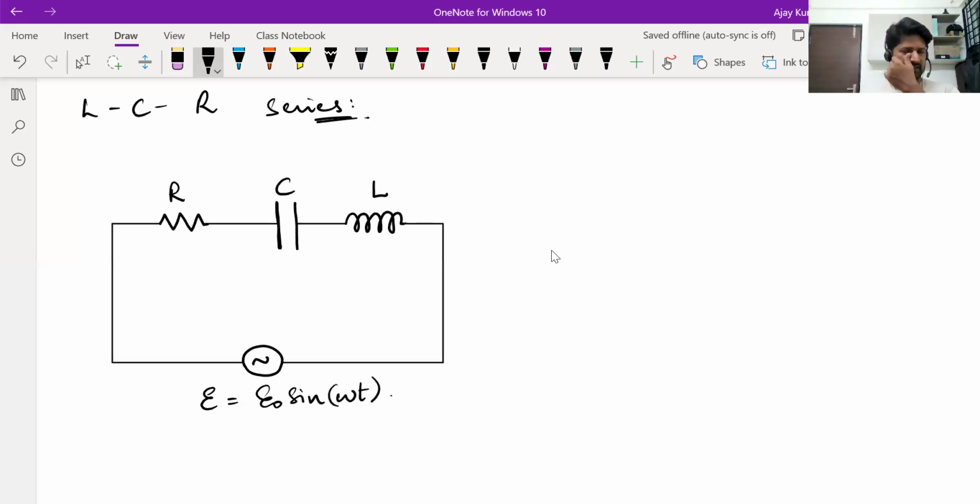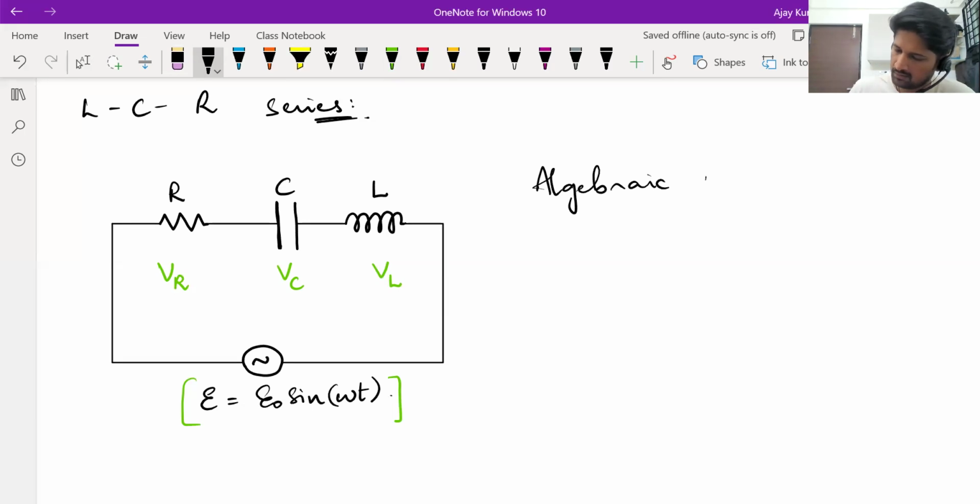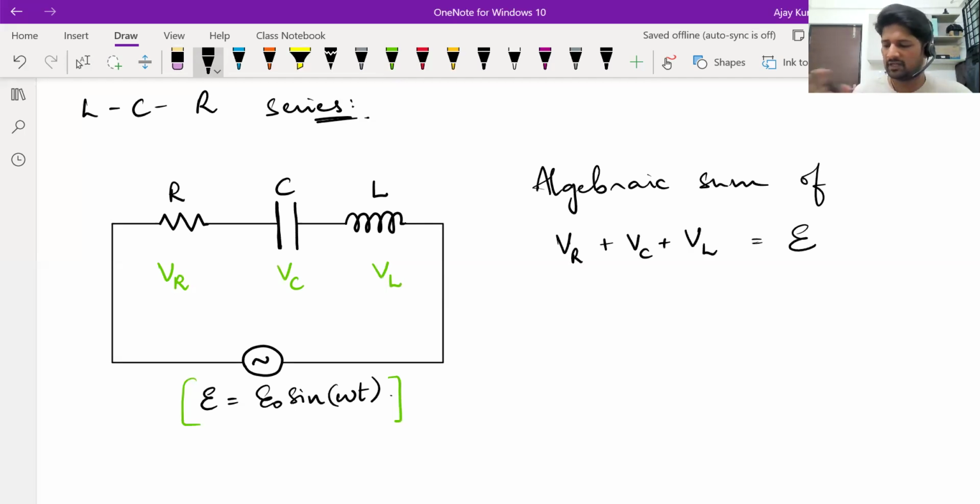So let's use some simple basic ideas first. There are three elements connected in series, and that series combination is connected across a voltage. So basically whatever voltage is there, E naught sine omega t, it should get distributed among these three. There will be some voltage across the resistor, some across the capacitor, and some across the inductor. The algebraic sum of these three, VR, VC, VL, should be equal to the EMF at any instant.